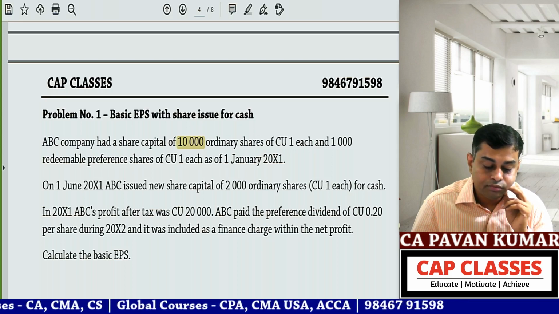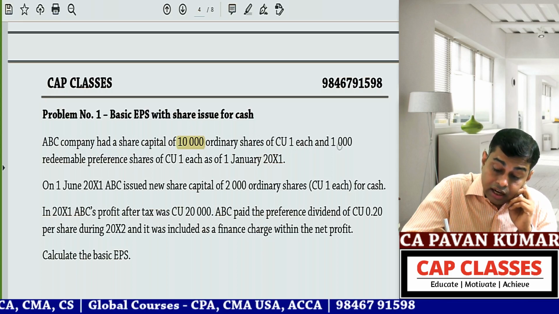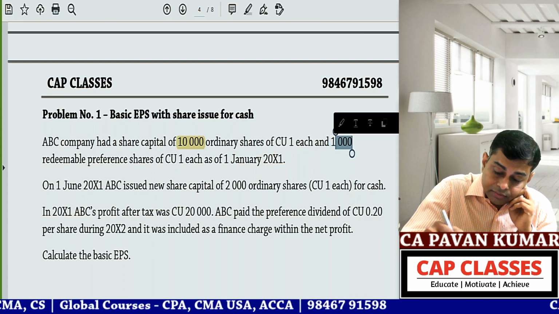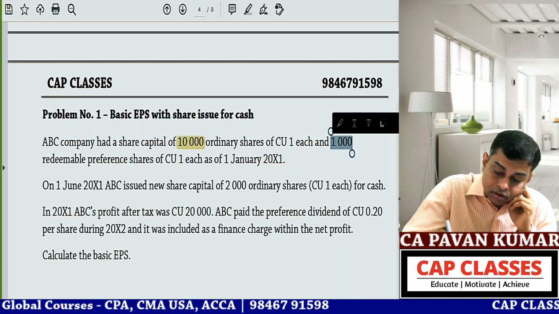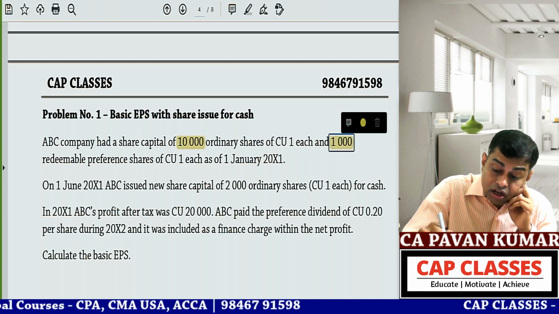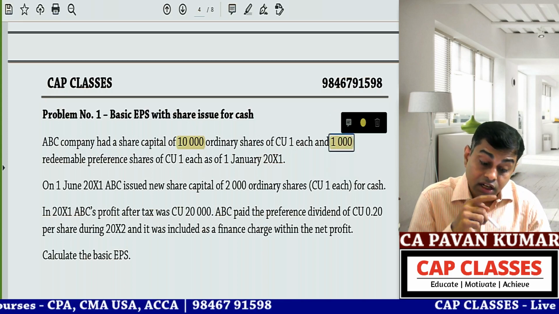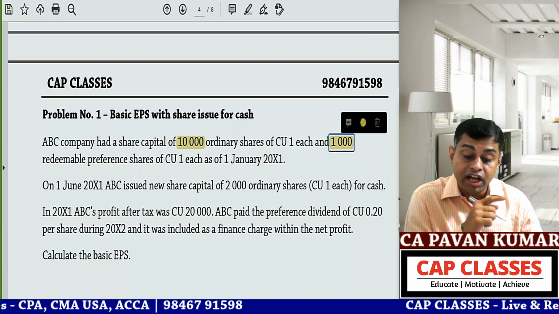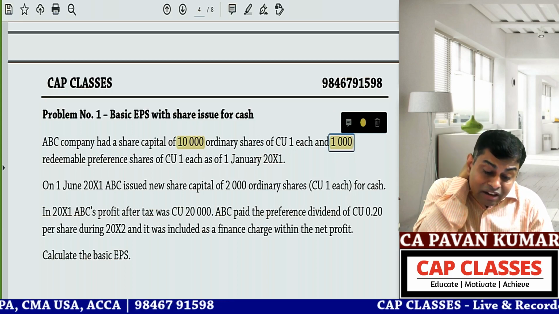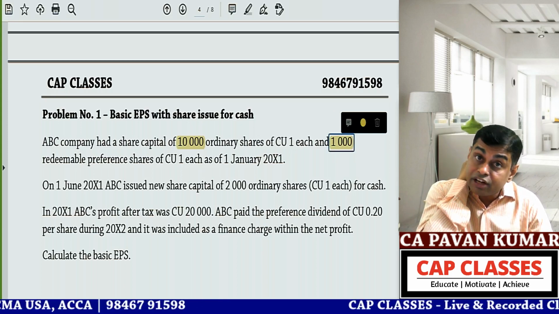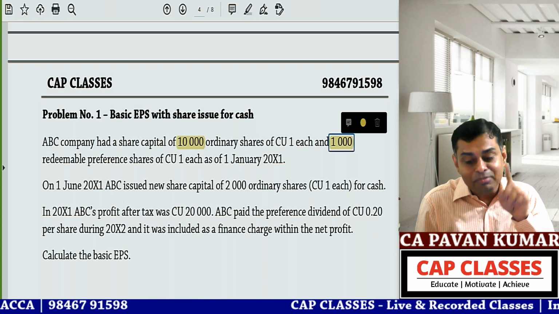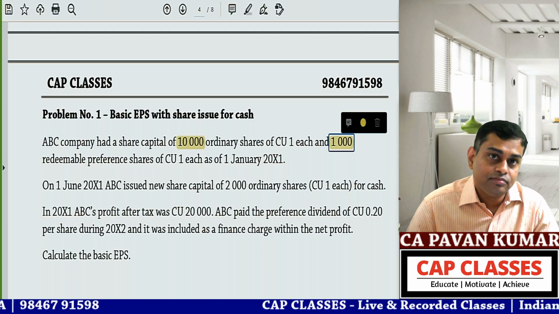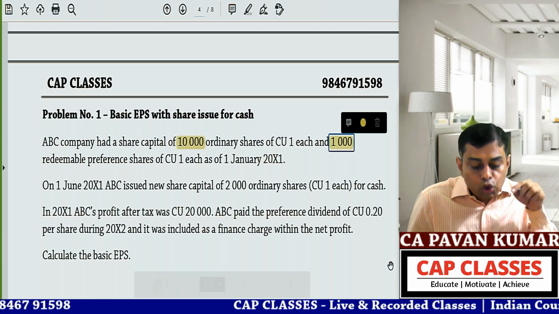Yes or no? Yes. Shall I consider this? Yes. No, I will not consider this. I will consider 10,000 shares because they are ordinary shares. These are preference shares. Redeemable preference shares you will not consider. You will consider this in diluted EPS while calculating diluted, because today they are not shareholders.